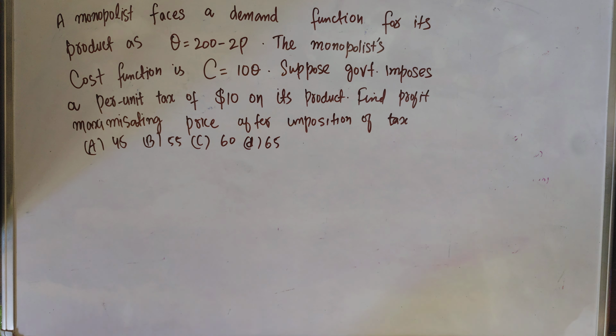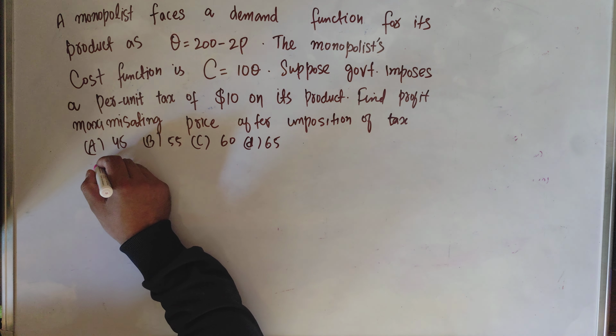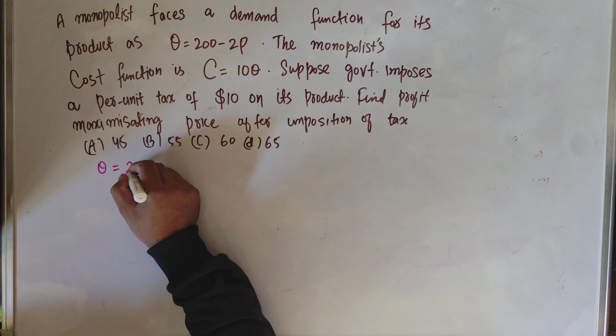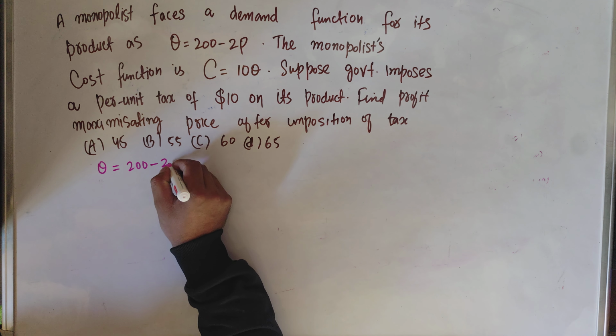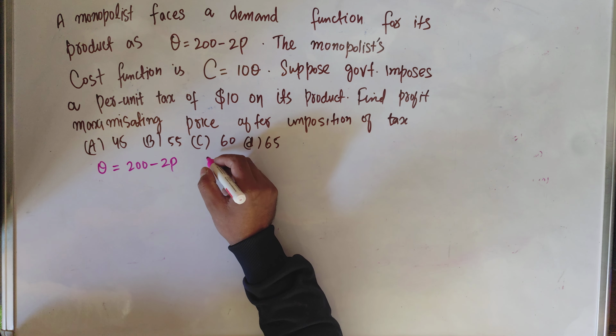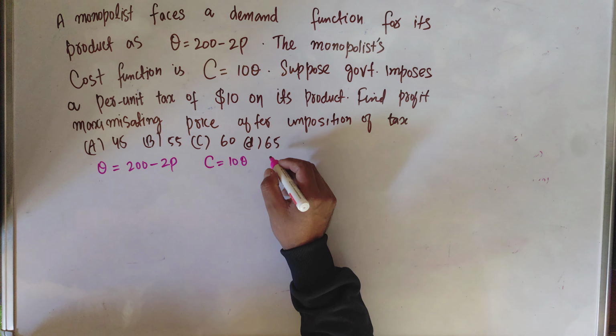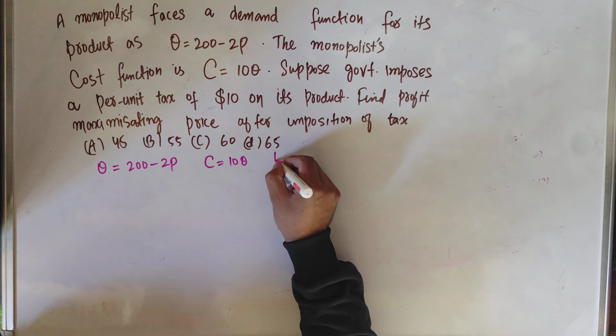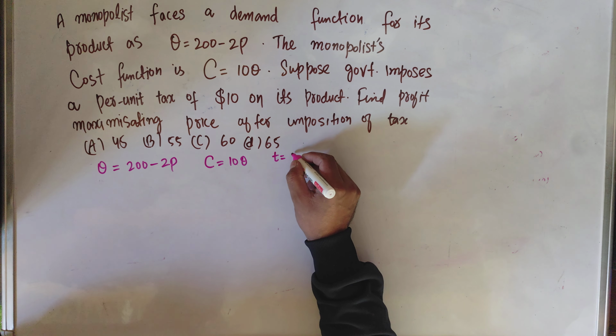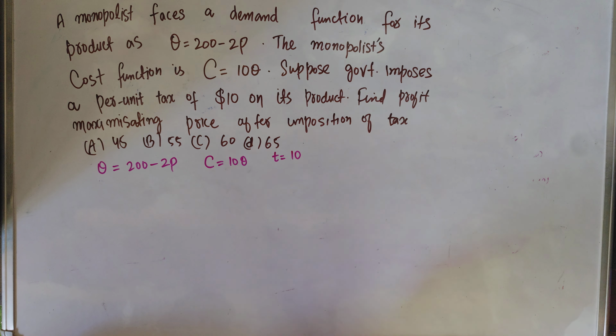Okay. So what are we being given? We are being given the demand function, Q = 200 - 2P. We are being given the cost function, 10Q. Also we are being told that the per unit tax is $10. We need to find out the profit maximizing price after the imposition of tax.